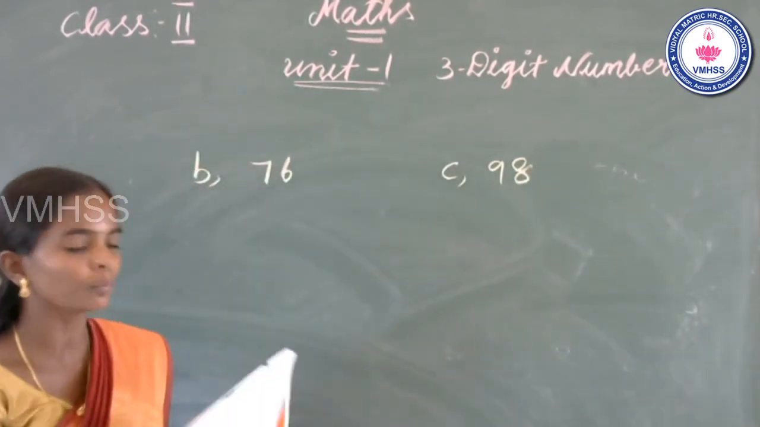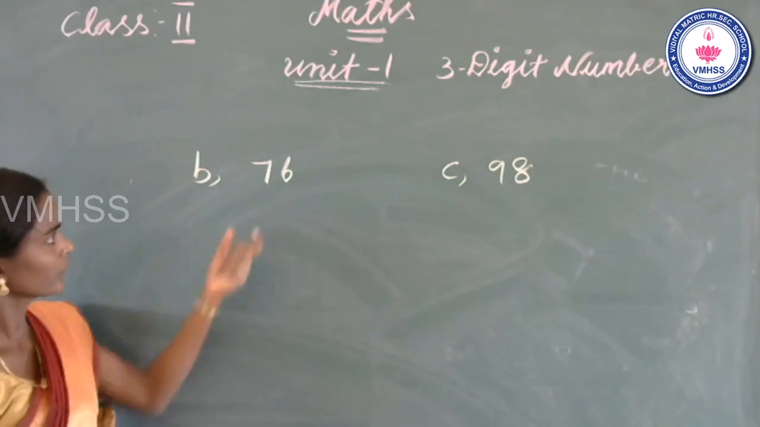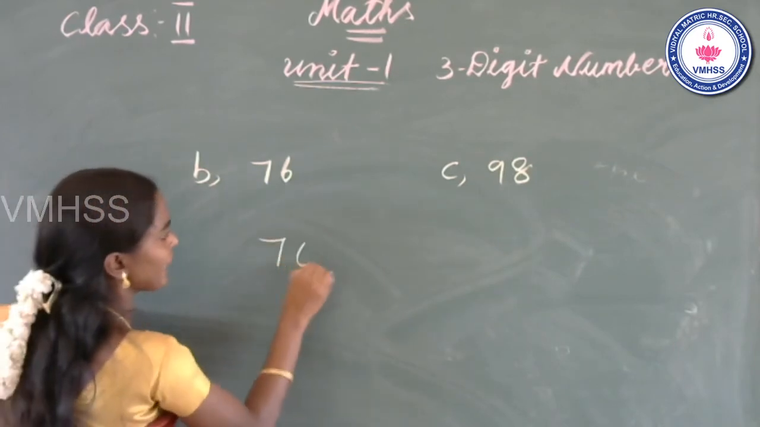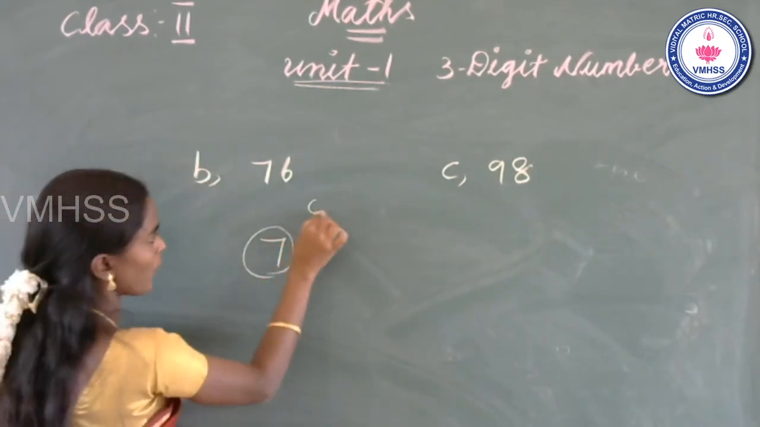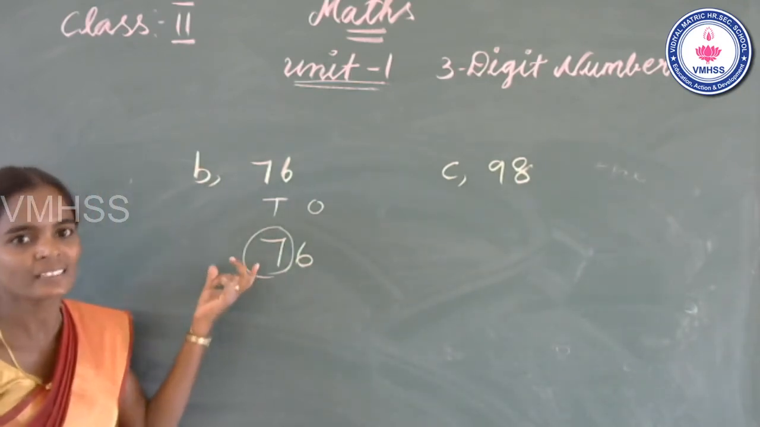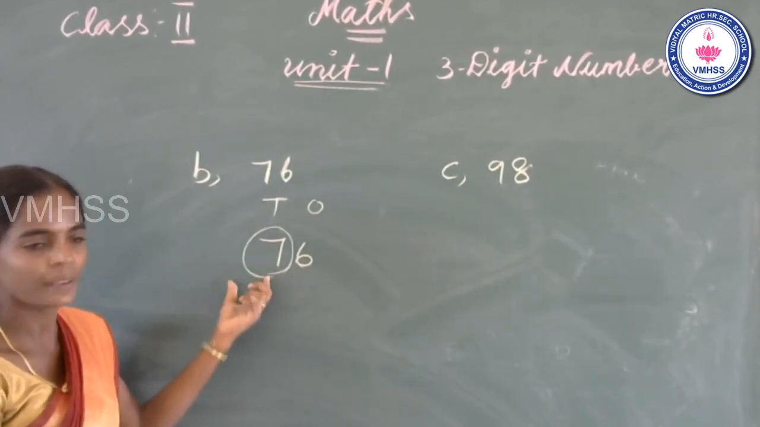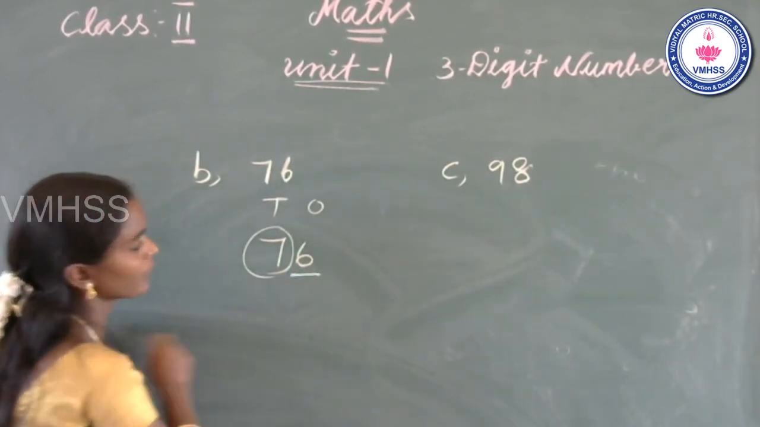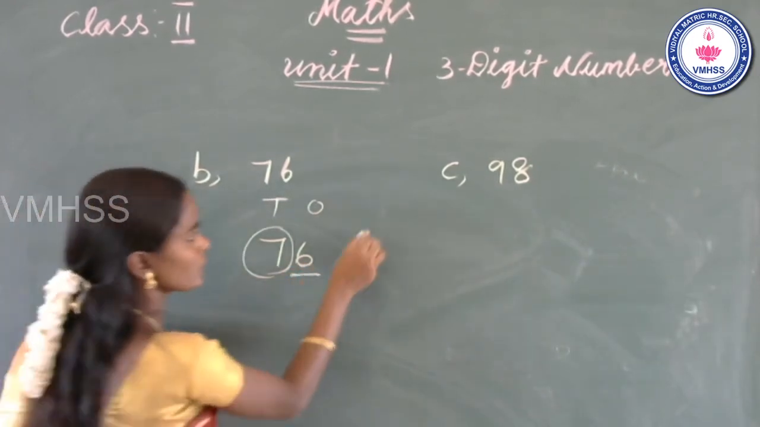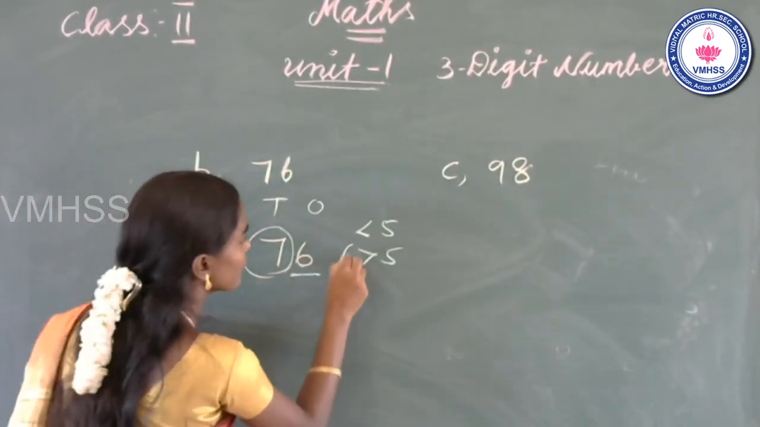Children, this is worksheet number 26. What is this number? 76. So first circle the tens place number. This one is ones, this one is tens. The instruction is round the numbers to the nearest 10. The tens place number is 7. Next we look at the ones place number, 6. Is 6 less than 5 or greater than 5? Very good. Greater than 5.